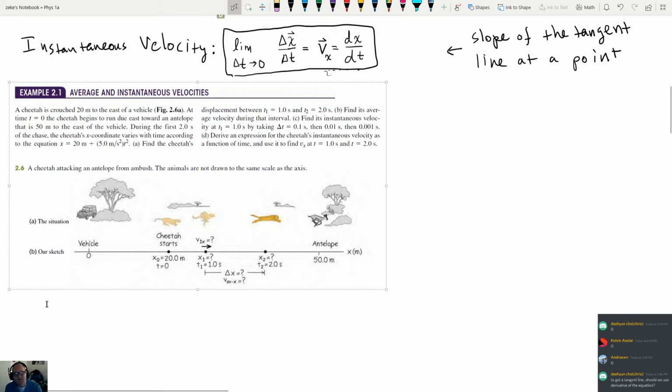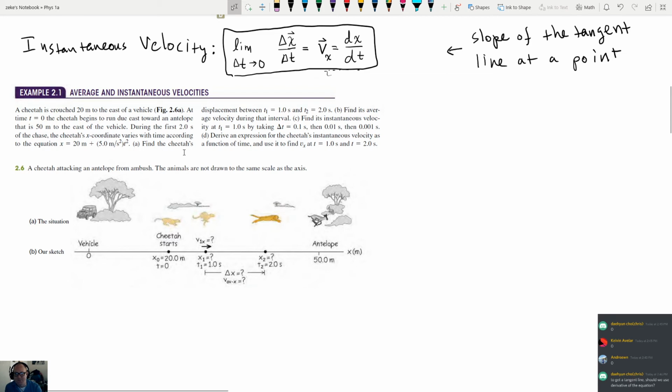So it says a cheetah is crouched 20 meters to the east of a vehicle. So here's your vehicle. Here's your cheetah. Starts 20 meters away, right? The cheetah begins to run due east towards an antelope. So here's our antelope, that is 50 meters to the east of the vehicle. During the first 2 seconds of the chase, the cheetah's x-coordinate varies with time according to the equation x equals 20 meters plus 5 meters per second squared times t squared.